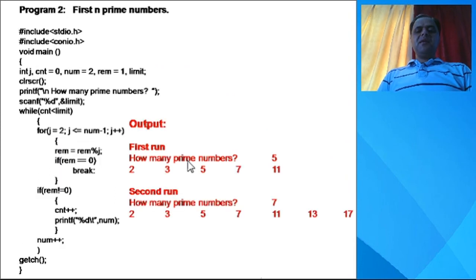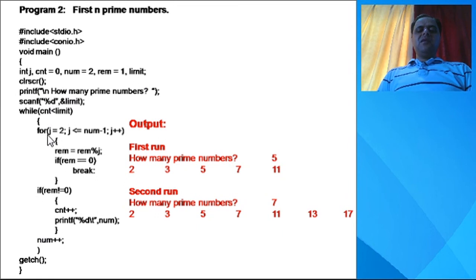Similarly, in another program, for example, we have to find the first n prime numbers. Here I have included two header files. I have declared integer variables j and count, initialized with 0, num is initialized with 2, remainder rem is initialized with 1, and limit. How many numbers do we want to print? For example, in my first run I have entered 5. So count is 0, and 0 is less than or equal to 5.